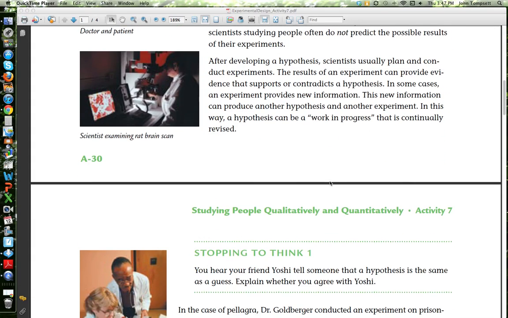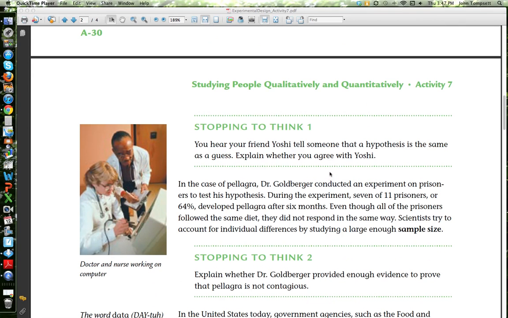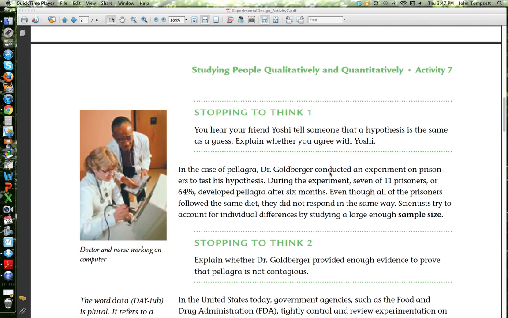So here's the first stop to think. These answers should be recorded in your science notebook, unless you've been told otherwise by your science teacher. You hear your friend Yoshi tell someone that a hypothesis is the same as a guess. Explain whether you agree with Yoshi. On the left-hand side, you see the doctor and the nurse working on a computer, but here's the reading again.